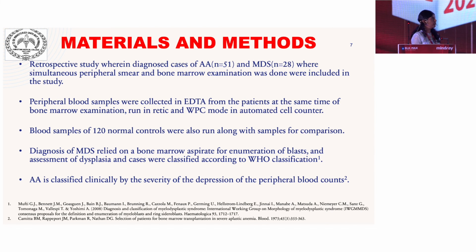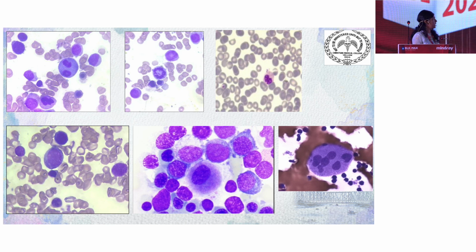Mine was a retrospective study where we took 51 cases of aplastic anemia and 28 cases of myelodysplastic syndrome, wherein peripheral smear was also done along with the bone marrow examination, and we had access to the peripheral blood count. Peripheral blood samples were collected in EDTA and run in retic mode and WPC mode. Along with these patient samples, we also took 120 normal controls. MDS was diagnosed according to the WHO classification. Aplastic anemia was classified according to the severity of cytopenias. These are various morphological features we usually get in the marrow, like dyserythropoiesis, pseudo-Pelger-Huët nuclei, micromegakaryocytes or exploded megakaryocytes.